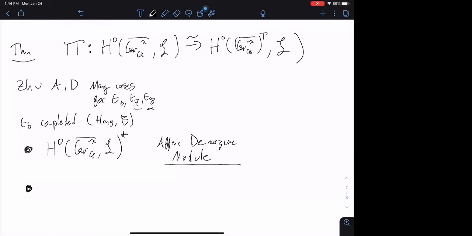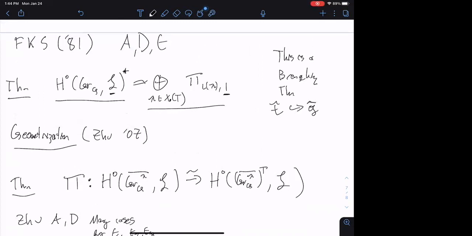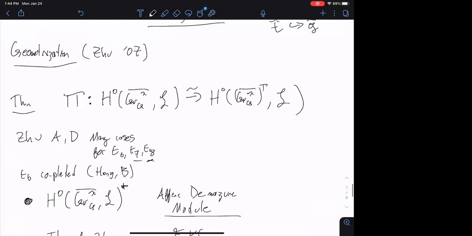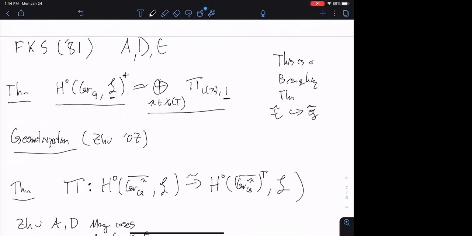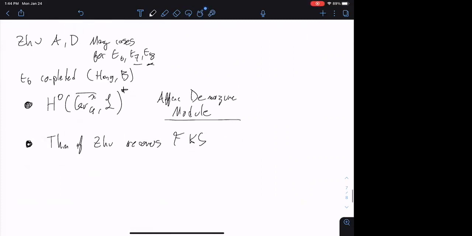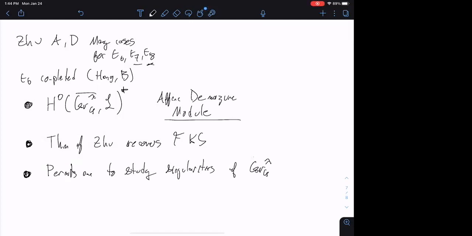Another remark is that the theorem of Zhu recovers the Frenkel-Kac-Segal isomorphism by taking limits. Namely, the affine Grassmannian can be written as a limit of these affine Schubert varieties. So this is a strengthening of this theorem because it says something about spaces of sections on finite dimensional varieties. And moreover, this permits one to study the singularities of the affine Schubert varieties.